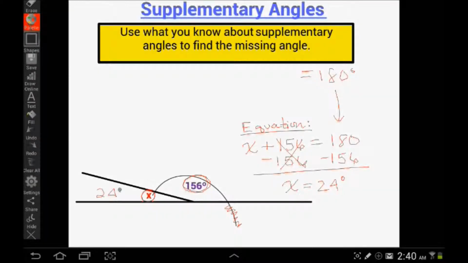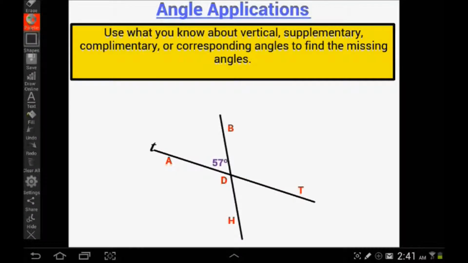So x equals 24. And if I want to check that, I'll just, off to the side, add those up. 6 plus 4 is 10, and 1 plus 5 plus 2 is 8. And then the 1 drops down. So that seems to all work out. 24 and 156 equals 180 degrees. In this next example, what we want to do is apply our knowledge of vertical angles to help us figure this out.